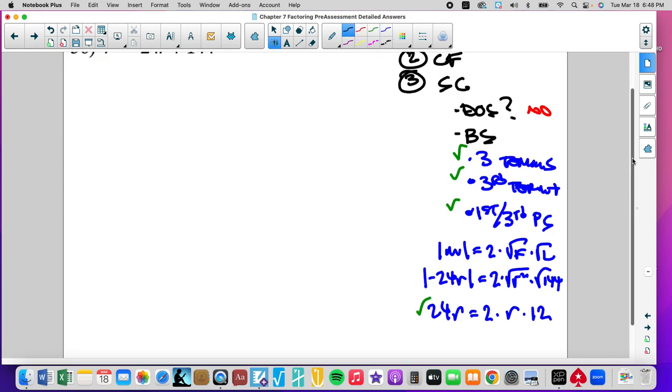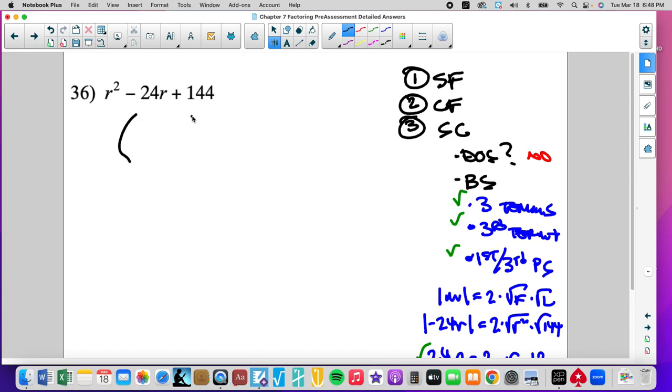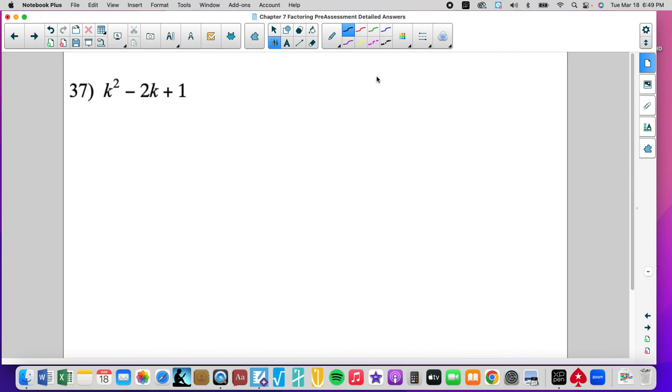So that tells me that this is a binomial square. I know that this is going to be a squared binomial. So I take the square root of my first term, I take the square root of my third term, and then I know my signs are the same, and I know they're both negative. So I put a negative in there. So that is the quantity r minus 12 squared. That's how you do binomial squares.